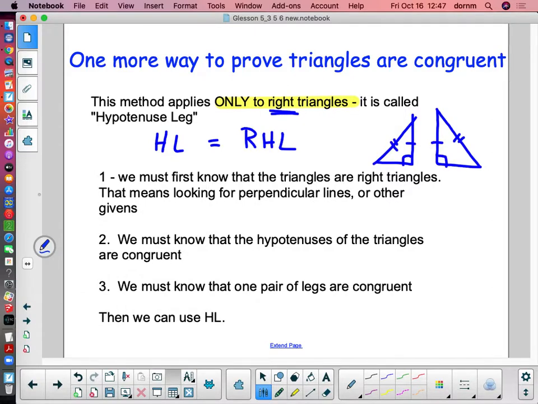Okay, technically HL is something we said that didn't work before, which was side-side angle. Okay, why does it work now? Because it's a right angle. It only works when it's a right angle. And we don't call it side-side angle, we call it hypotenuse leg, because that specifies that it's in a right triangle.